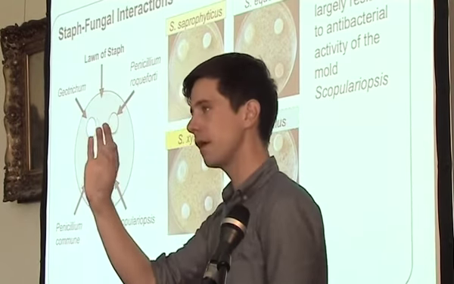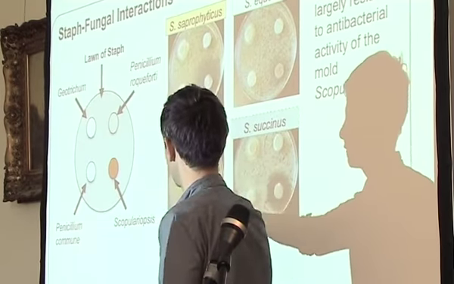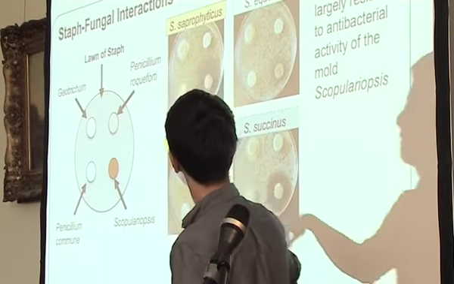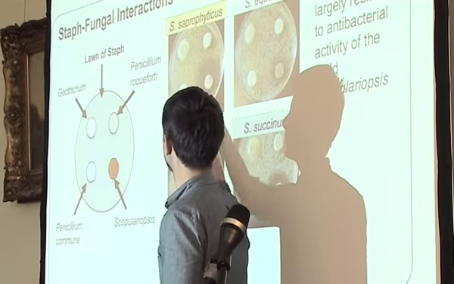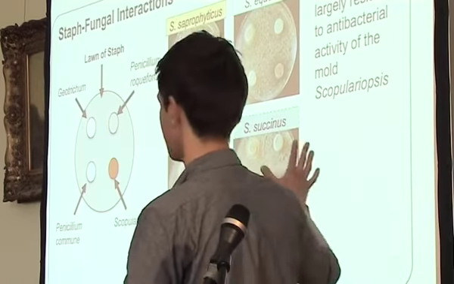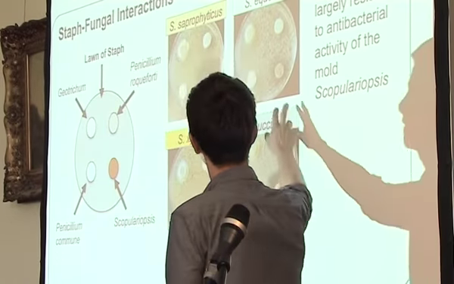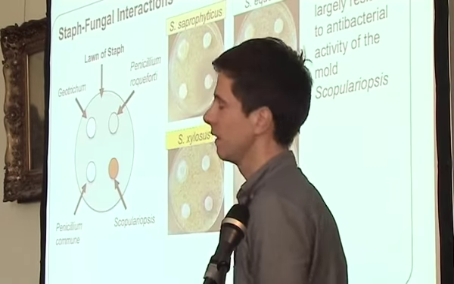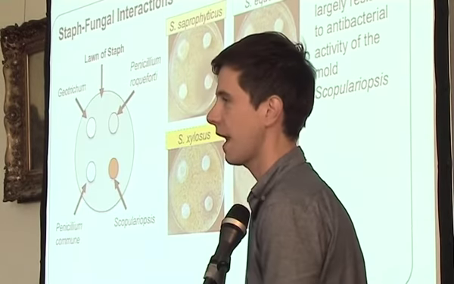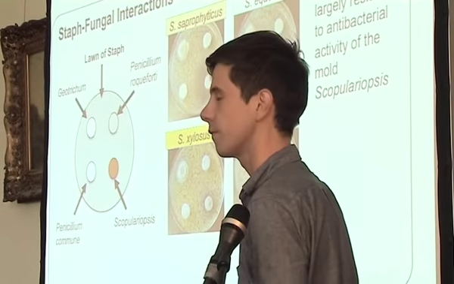And he took little plugs of those and placed them on top of the staph species growing on petri dishes in the lab. And what you can see is there are these massive zones of inhibition. These are places where the staph is unable to grow. This is like very striking in microbiology world. And what's really interesting is Staphylococcus is one of the least inhibited staph species. So it seems to be able to tolerate whatever antibiotic that Scopulariopsis produces.